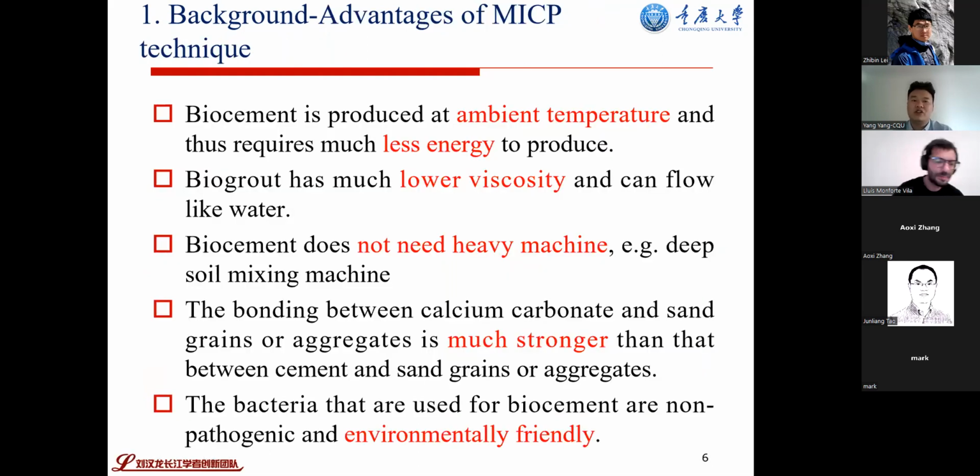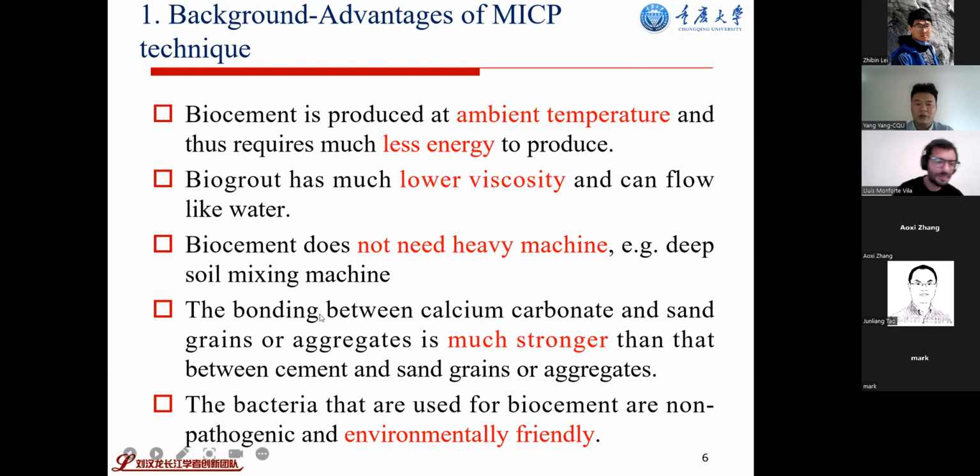There are several advantages of the MICP technique. First, we can produce the bio-cement at ambient temperature, so we require less energy to produce it. The second is the bio-grout has much lower viscosity, like water, so we can just spray or inject it. Third, the bio-cement doesn't need heavy machines. As we said before, we can just spray instead of using a mixing machine.